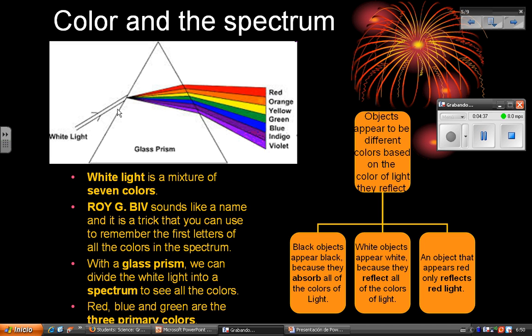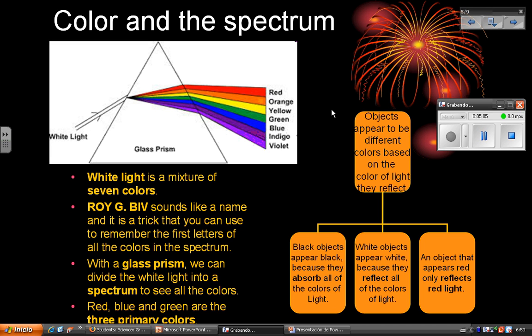In order to split white light into the different colors, we use a glass prism. With the glass prism, we can divide the white light into a spectrum and see all of the colors. Red, blue, and green are called the 3 primary colors. What that means is all of the other colors can be formed by making mixtures of these 3 primary colors.